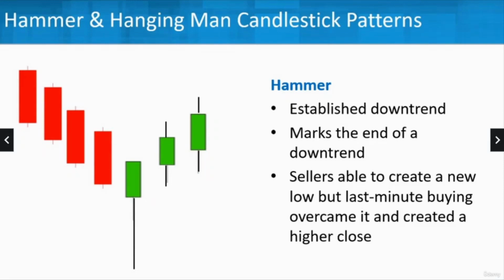So on a hammer, you're looking for that downward trend, these low lows, and then a reversal from there as buyers get back in and say, no, we've got to move this up. This is way too low as far as the price.